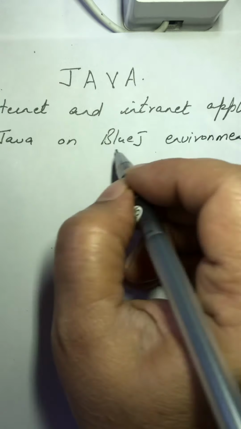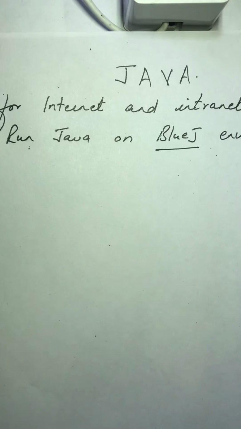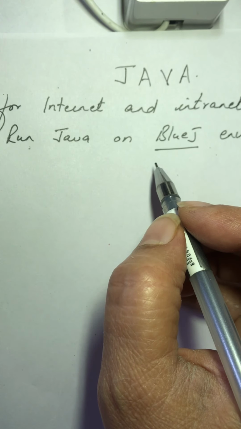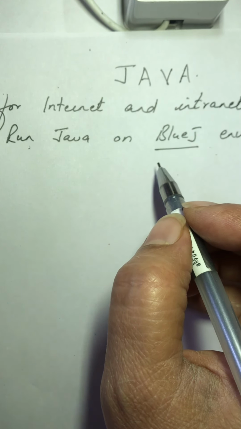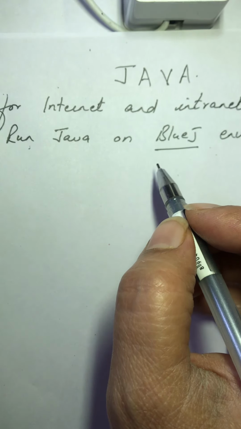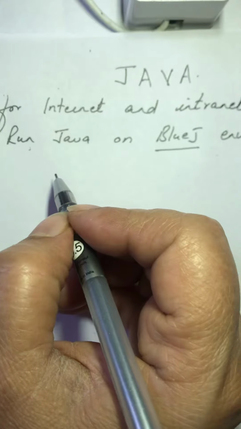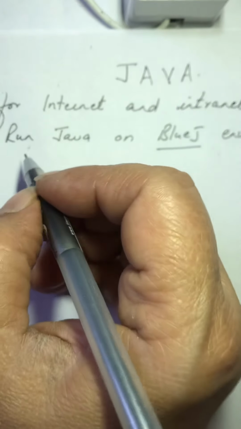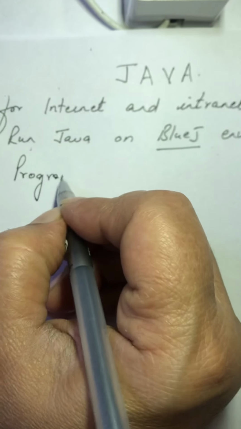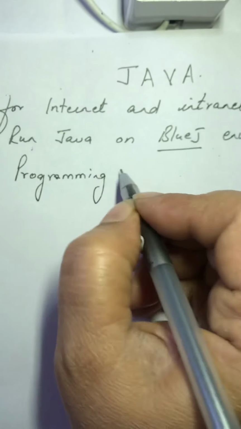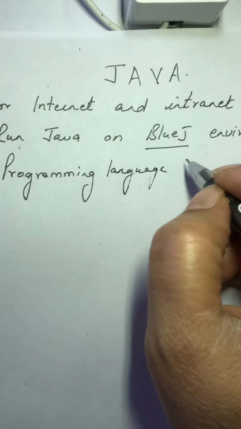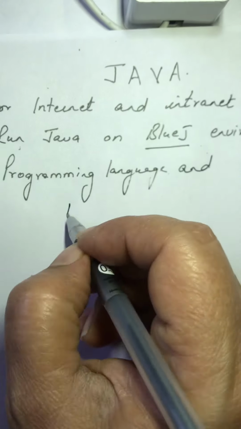Now, what is BlueJ environment? It is a window-based environment. It's just an environment. It's not a language where you're going to run your Java programs. Now, before we start anything, I want to make you understand one line, that Java is both programming language and a platform.